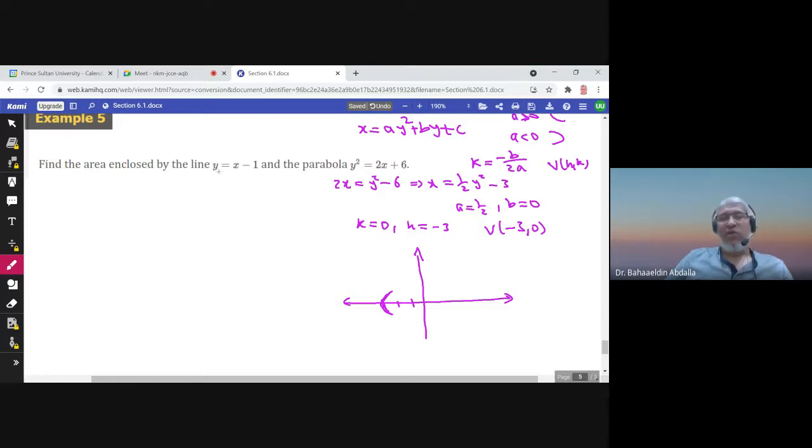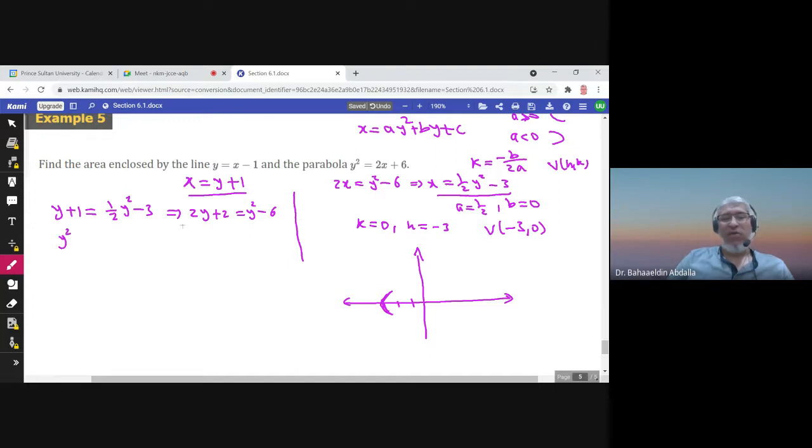Let us solve this also for x. So x would be y plus 1. So I have x equals y plus 1 and x equals half y squared minus 3. So I say y plus 1 equals half y squared minus 3 to find the intersection points. I can multiply by 2 to get rid of the denominator. 2y plus 2 equals y squared minus 6, because you multiplied every term by 2.